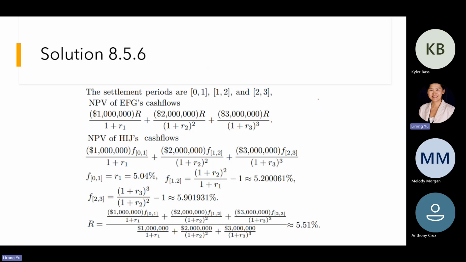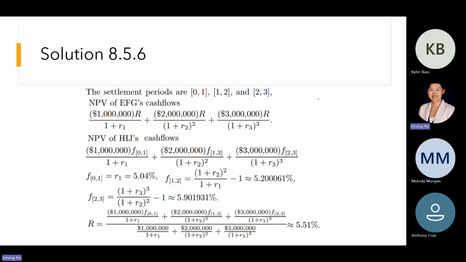And then for HIG, which is paying a floating rate, you might ask, what is a floating rate? It's the forward interest rate at time 0 to 1, 1 to 2, and 2 to 3. So for year 1, year 2, and year 3, what's the interest rate for HIG? You take your balance, multiply by the floating rate, that's their payment cash flow, and you have to discount it back to time 0 using the same spot rate. The two have to be equal. So we set them equal and solve for R.